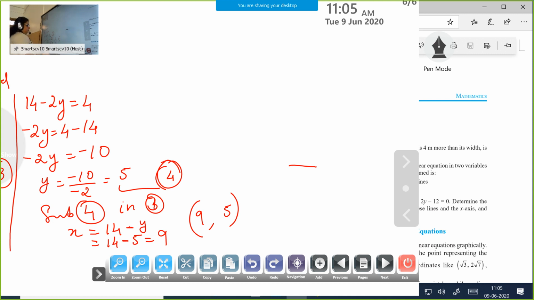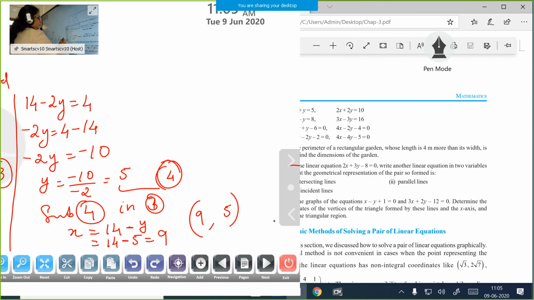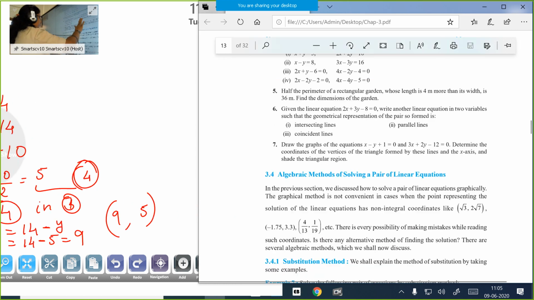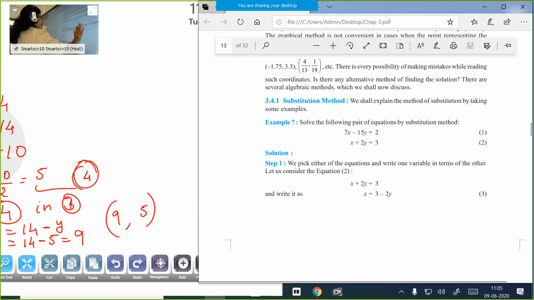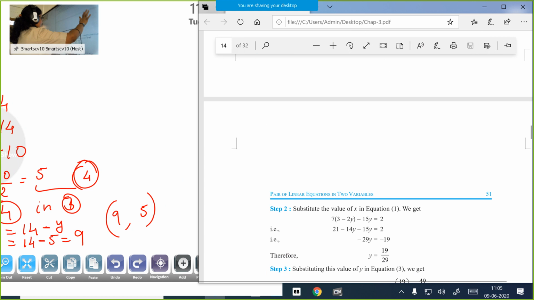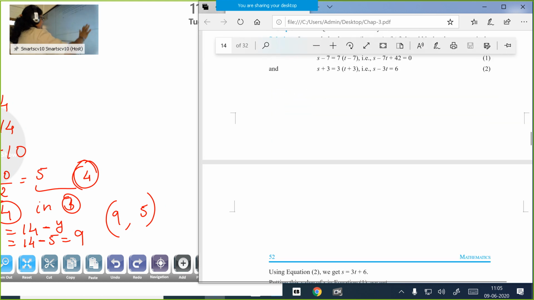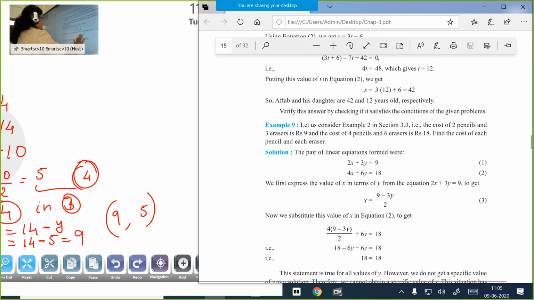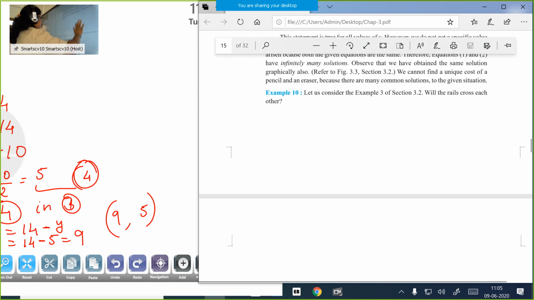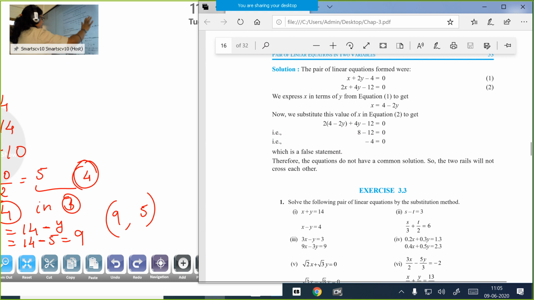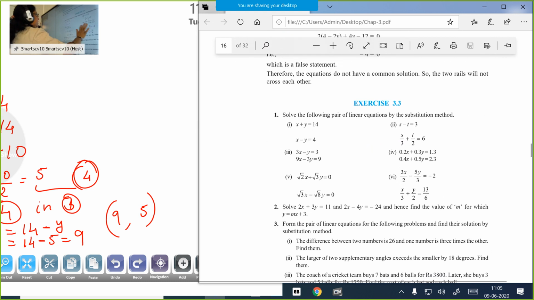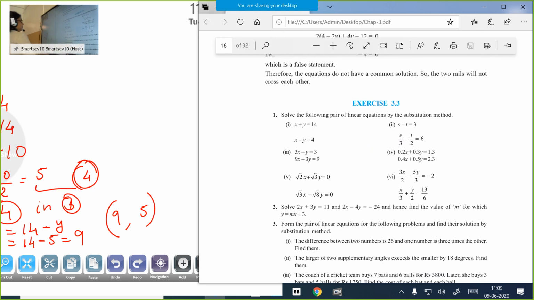And take your textbook. Take the next exercise, exercise 3.3. This is exercise 3.3.